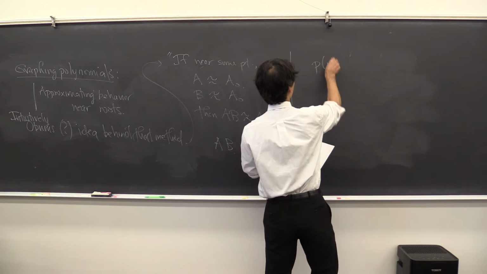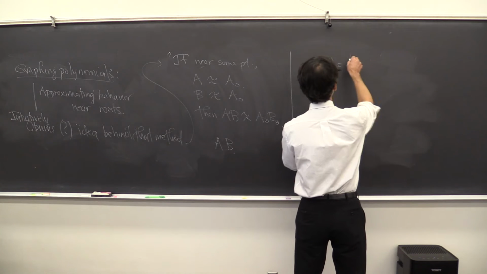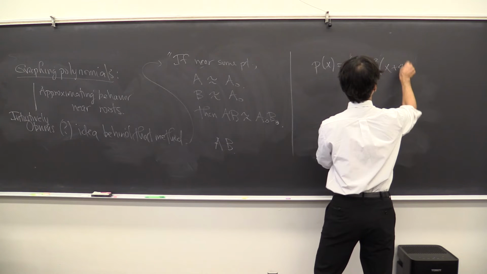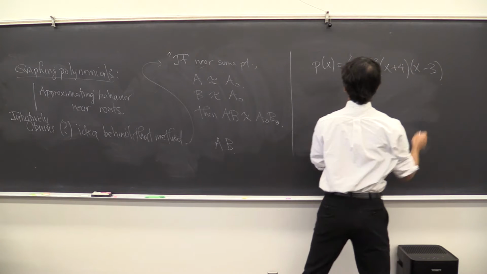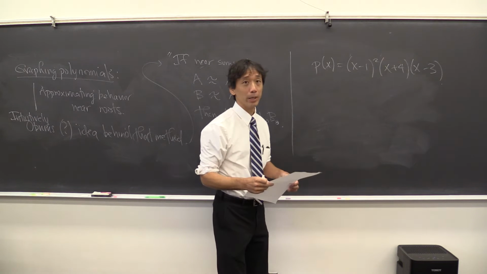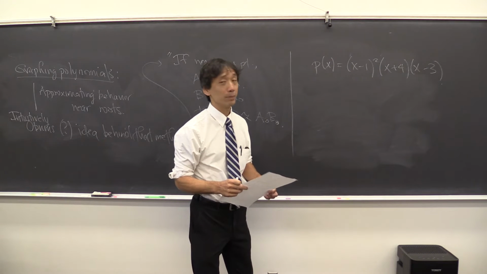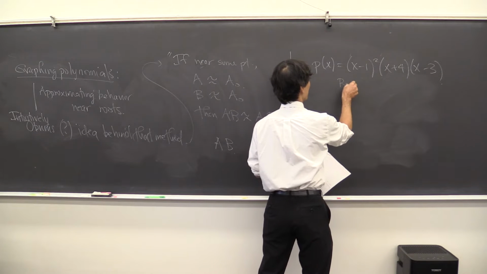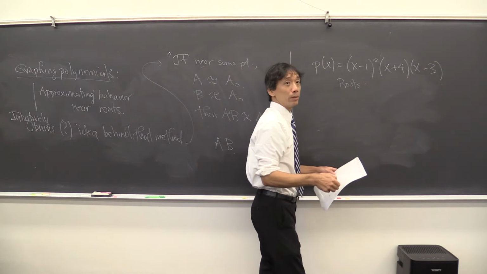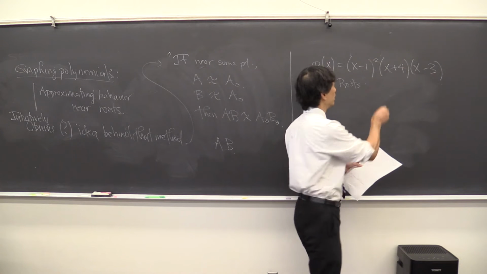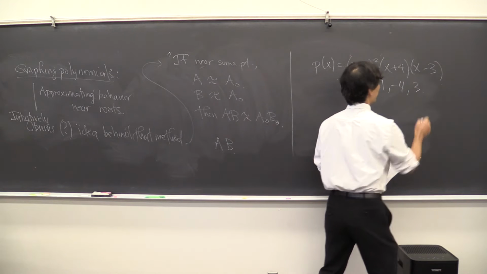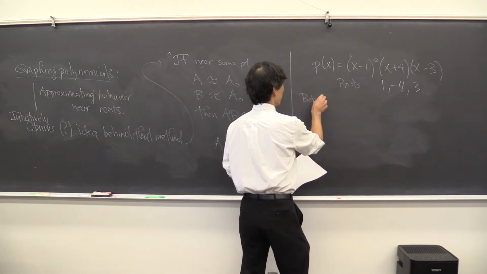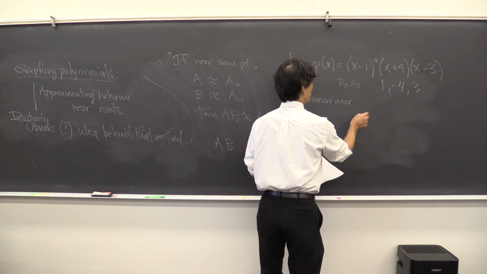This is what we were doing at the end of class last time. You have a polynomial like this: x minus 1 squared times x plus 4 times x minus 3. Where are the roots? Where are the zeros? Somebody just read them off. 1, -4, and 3. Okay, and we want to know the behavior near the roots.